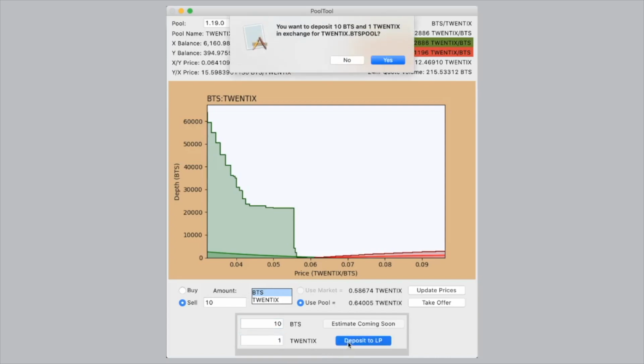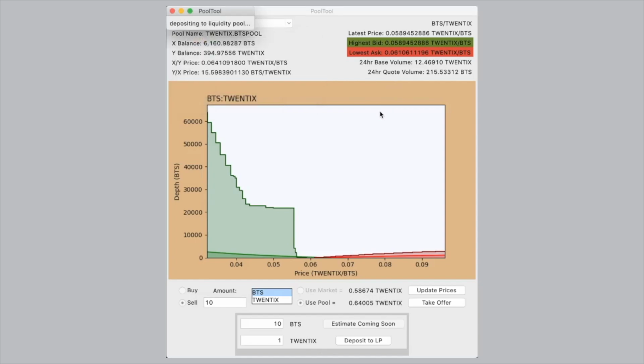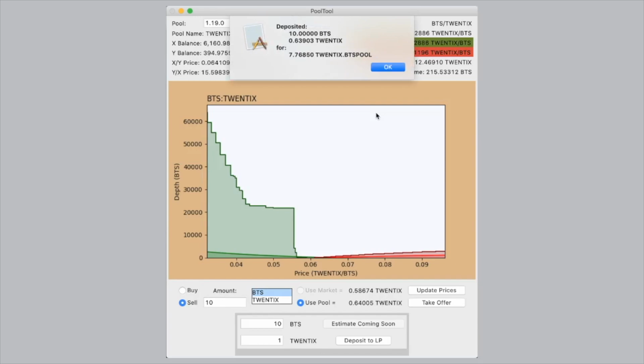This brings up a window, like when you trade on the pool, to verify what you want to do. In this case, we want to deposit 10 BTS and 1 twintics in exchange for the pool asset twintics.bts pool. Click Yes. Once again, we enter our account name and active key. When it completes, it will tell you exactly what it deposited into the pool.